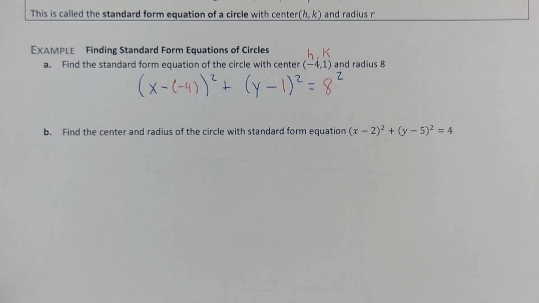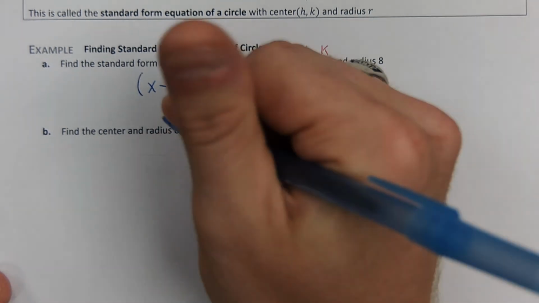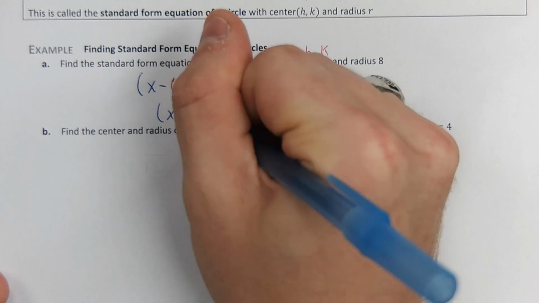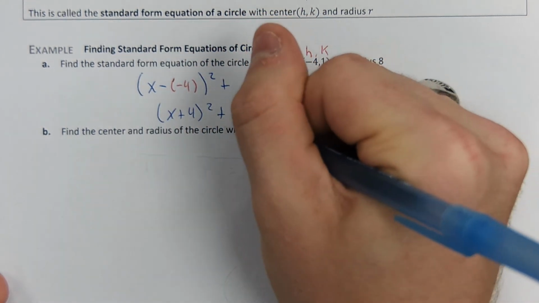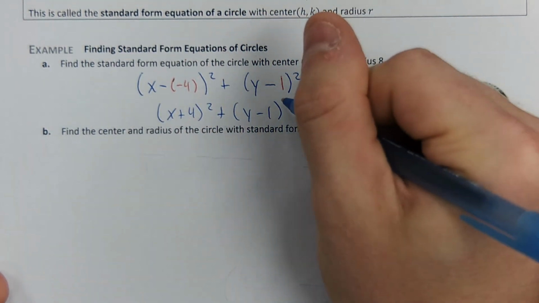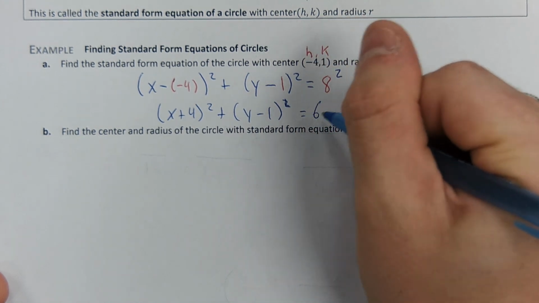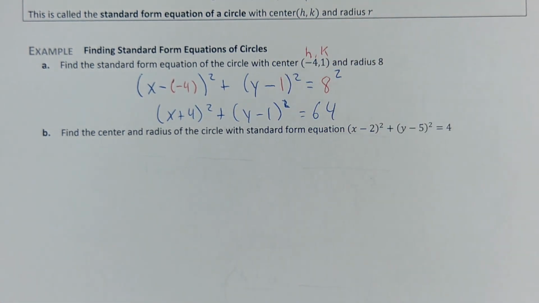And then we just simplify. Minus a negative, that means plus. There's nothing to do here except write it in blue. And 8 squared is 64. That's it. That's the equation of the circle that has center -4, 1 and radius 8. Ta-da. And that's actually the harder question. The easier one is looking at the equation of a circle and just telling me what the center is and what the radius is.